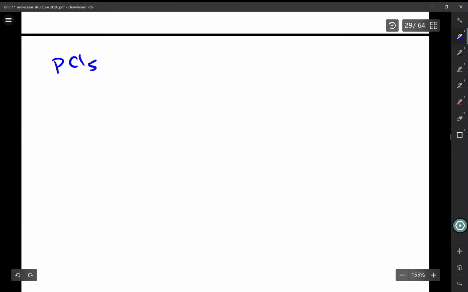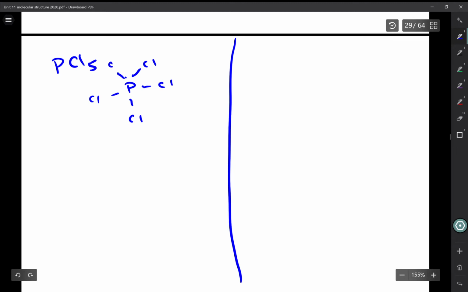We look at PCl5. Remember, phosphorus here is going to go against the octet rule. So if we do our Lewis dot structure, oops, 1, 2, 3, 4, 5, Cl, Cl, Cl. Well, these other 2, remember that unshared pair of electrons splits up and makes 2 extra bonds there.